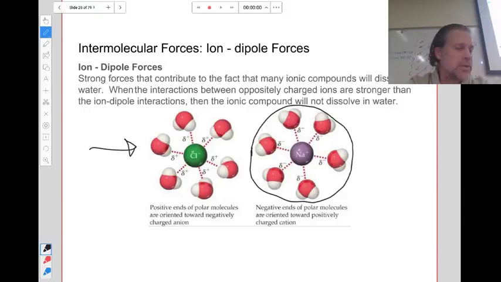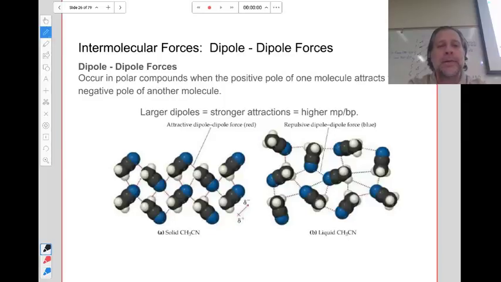Another type of intermolecular force that we are going to talk about would be the dipole-dipole forces. Dipole-dipole forces occur in polar compounds when the positive pole from one molecule attracts the negative pole of another molecule. The larger the dipole, the stronger the attractions, which means higher melting points and boiling points. So in the instance where we have solid CH3CN versus liquid CH3CN, note that the distance between these molecules is a lot shorter in the solid than it is in the liquid.